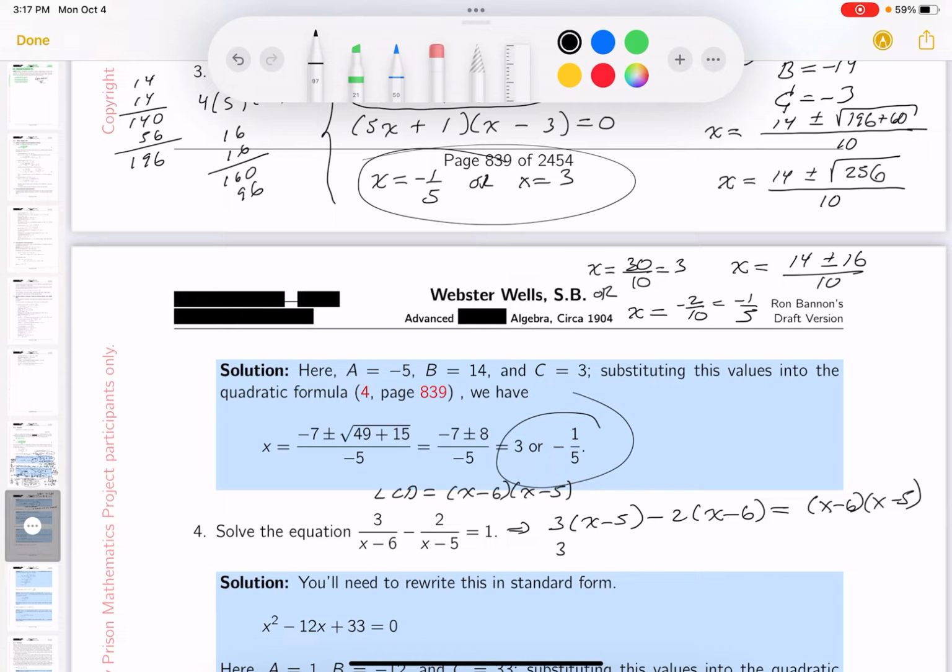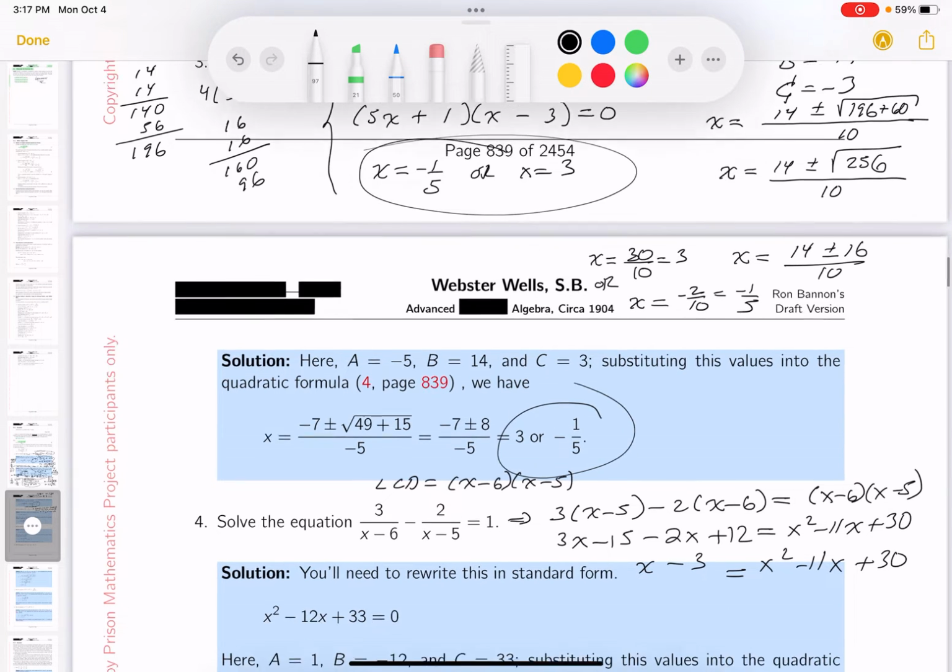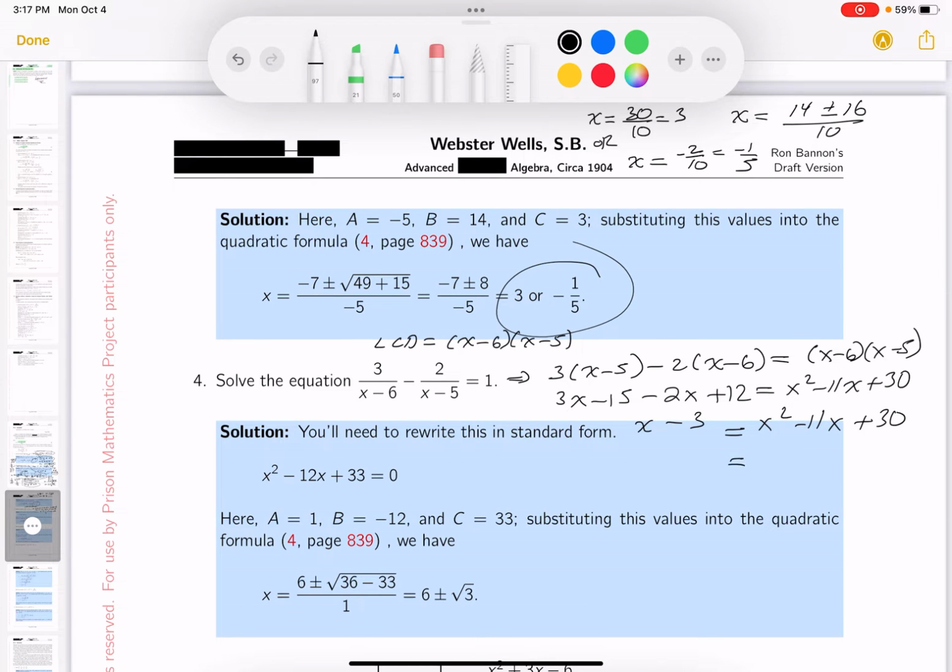What do you get over here? 3x minus 15 minus 2x plus 12. And then you can get x squared minus 11x plus 30. Yep, it's quadratic. Let's just simplify it. And what are you going to get here? 3x minus 2x is x, right? And minus 15 plus 12 is minus 3. X squared minus 11x plus 30. Again, I'm going to keep working through it. I want to get a 0. 0, x squared minus 12x. And then what are you going to get? Plus 33, right?